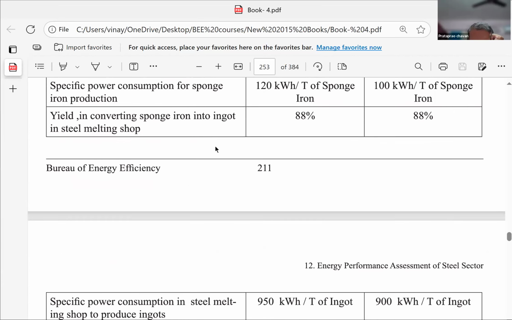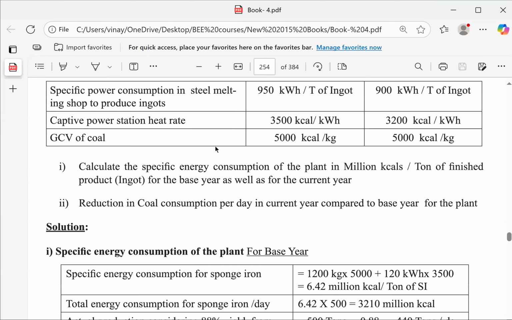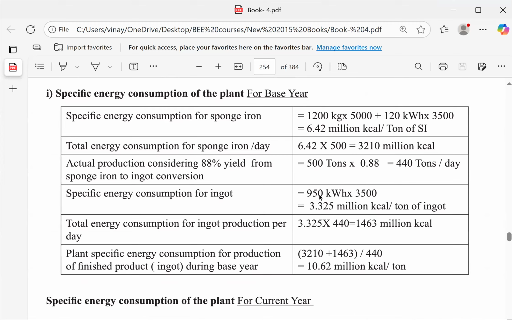Say, out of this, where is that? Sponge iron production. The specific coal consumption, specific power consumption, both we have to add, sir. You are checking the energy consumption, isn't it? Specific energy consumption of sponge iron. Oh, yes. Okay, understood, sir.